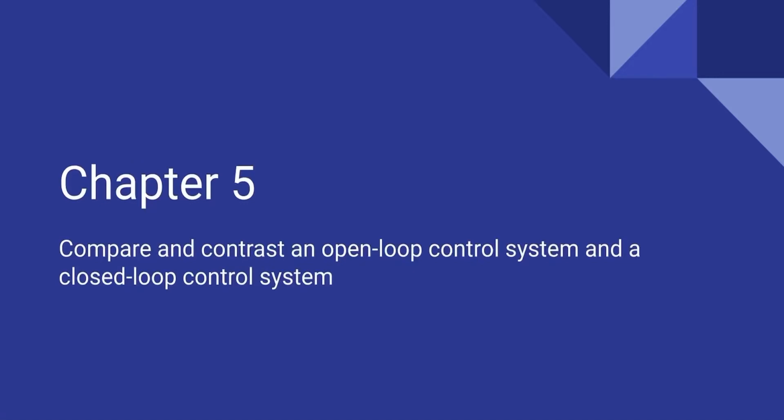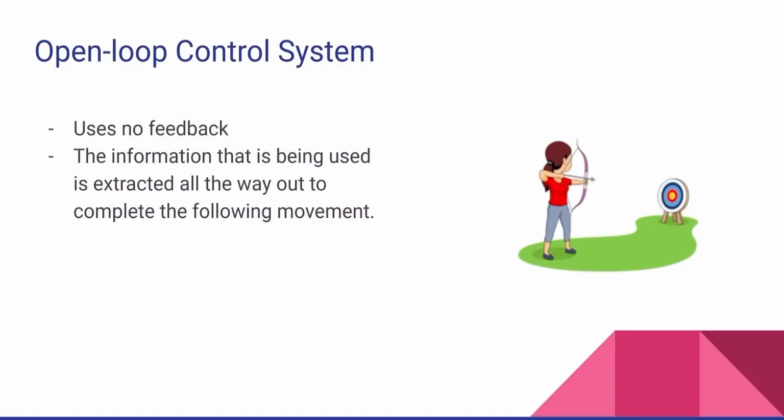My name is Lorena, and I am going to compare and contrast an open loop control system and a closed loop control system. So, an open loop control system uses no feedback. The information that is being used is extracted all the way out to complete the following movement. So, essentially, whatever the instructions contain is what is going to be carried out with no changes.